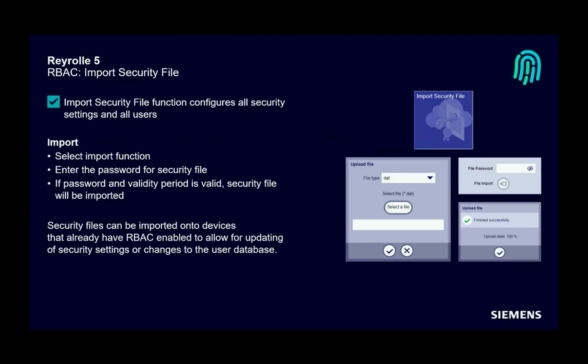To import the security file to an unconfigured device, we first connect to the front USB port and log into the web UI using the blank password. We click the import security tile, you can see here. Providing the password is correct and the date of the security file is valid, then the security will be imported into the device. And that's it. The security of the device is now configured. You can use this same process when you wish to update security settings or make changes to the user database.